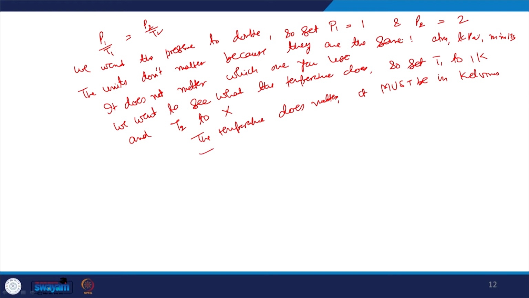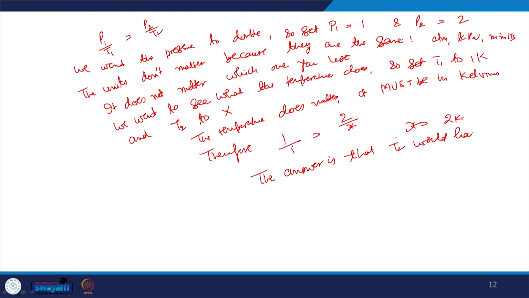So, therefore, 1 over 1 is equal to 2 over x, or x is equal to 2 K. So, the answer is that T2 would have to be double the value of T1.